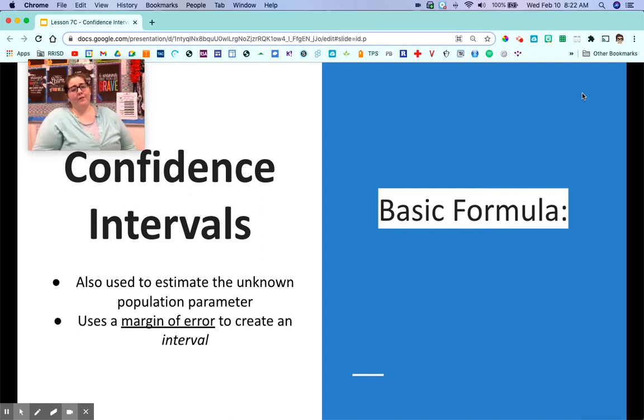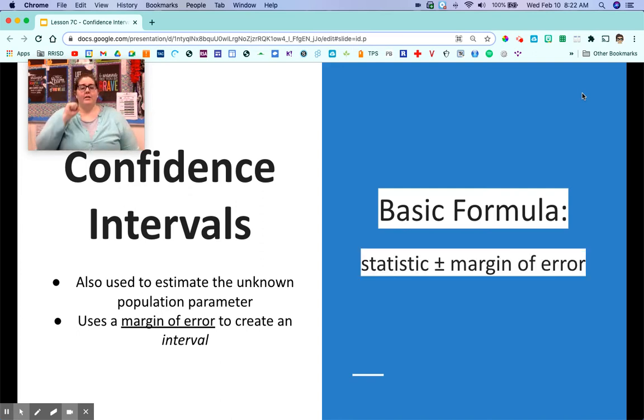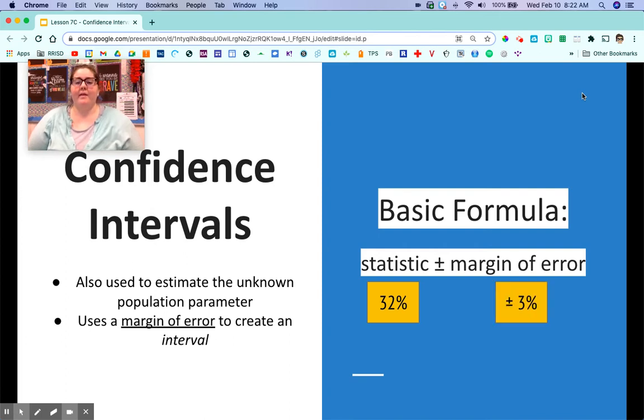So, our basic formula for a confidence interval is we take our statistic, the number that we got from our sample, and then we add and subtract what we call a margin of error. For example, with our survey about whether parents answer school surveys, we got 32% from the sample that we took, and then our margin of error turned out to be about 3%. We'll get into where that margin of error comes from in a couple of slides. But 32% plus or minus. I always think of the margin of error as the give or take. So it's 32%, give or take 3%.